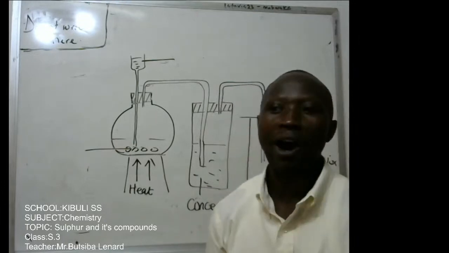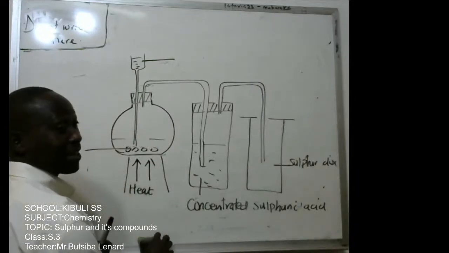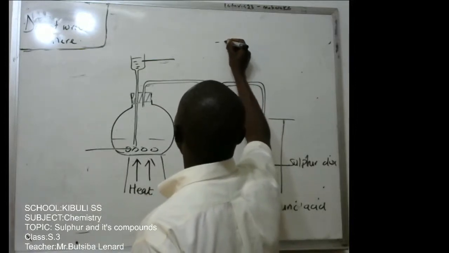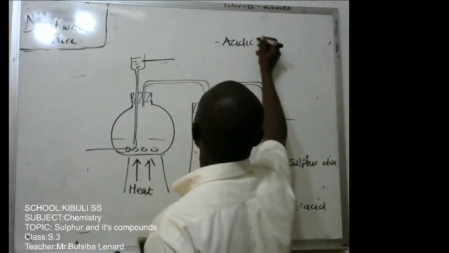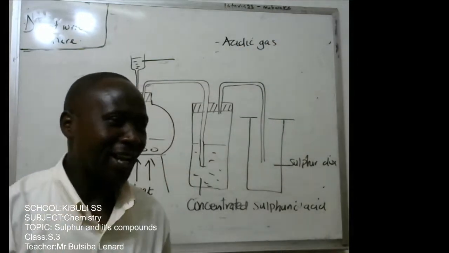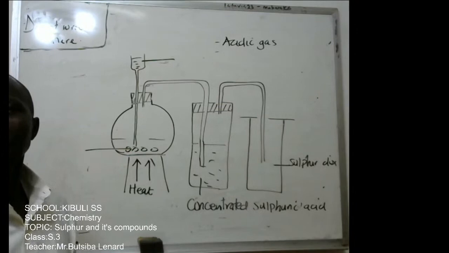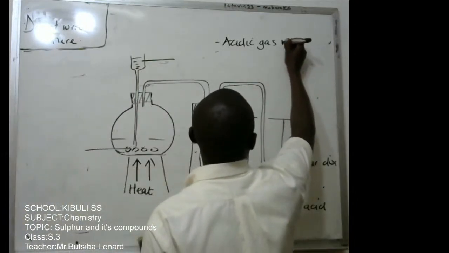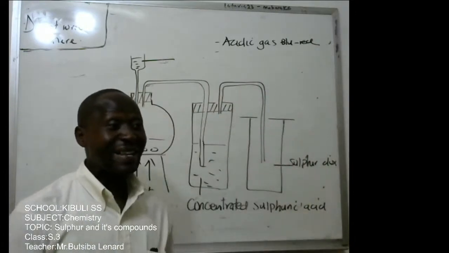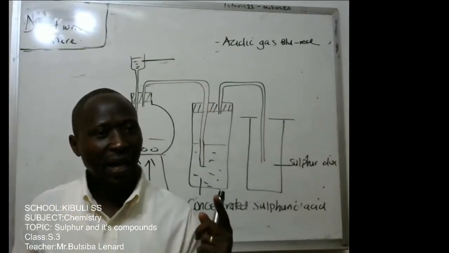I want to go now into the physical properties of sulfur dioxide. Sulfur dioxide is an acidic gas. Nobody asks you these physical properties. You only need them in a lab during a practical. No question will ask you for the physical properties. Being acidic, blue litmus is going to turn red. It has an irritating smell.